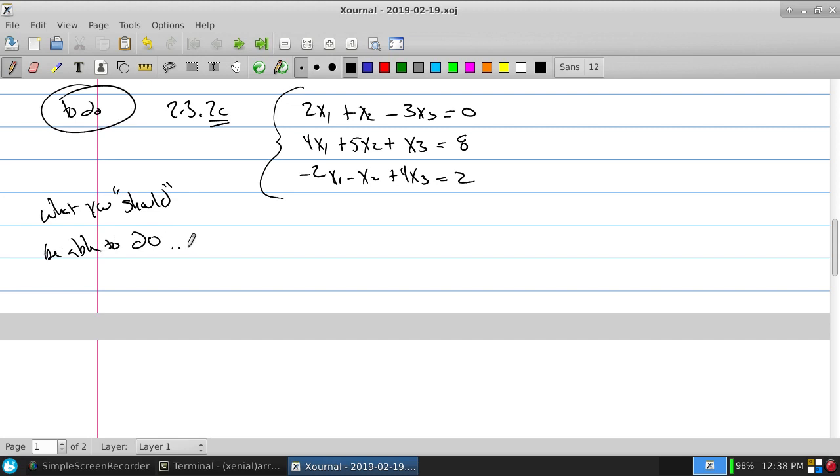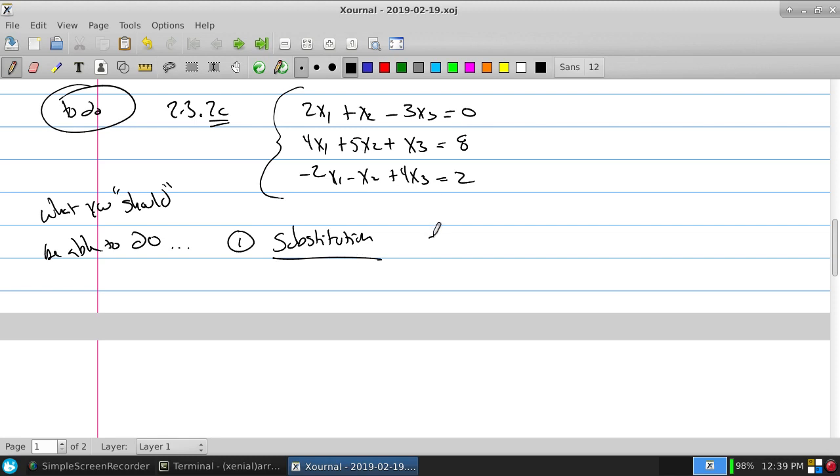What are the things that you should be able to do? You should be able to do substitution. How would you solve that by substitution? You would pick one equation, one variable, solve for it, and substitute it into the other two, and you would go from 3 by 3 to 2 by 2, and then solve that 2 by 2 by picking one equation, one variable, plug it into the other equation, and you get one equation with one variable, which you can solve, and then you back solve until you find all three solutions.